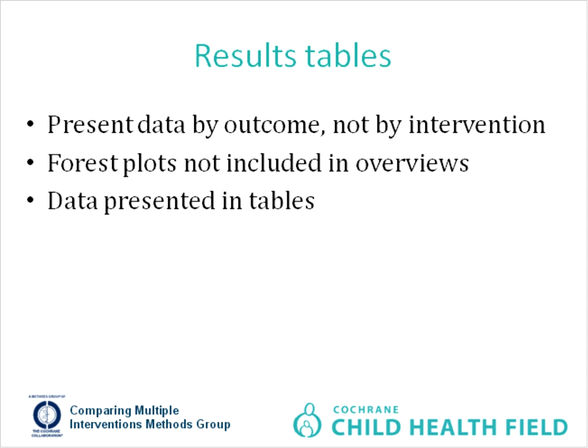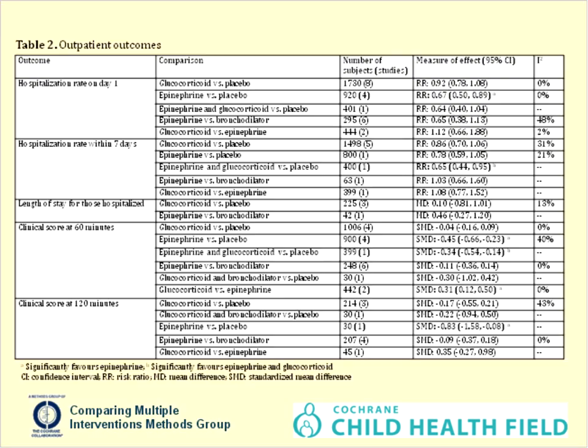So for the results tables, like Lynn was saying earlier, it's good to present this data by outcome, not by intervention. We typically don't present forest plots and overviews. That's because it's easy to imagine how this could become really big really fast, and we don't want to overwhelm the readers. So we present the results in tables instead. And I'm just going to give you an example of a results table.